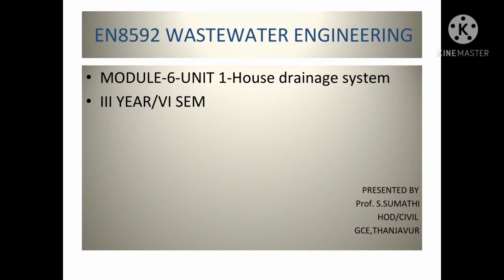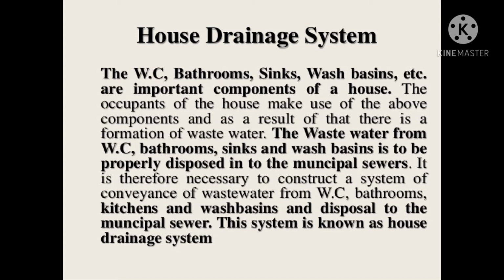House Drainage System. The water closet, bathrooms, sinks, wash basin, etc. are the important components of a house. The occupants of the house make use of the above components, and as a result there is formation of wastewater. The wastewater from the water closet, bathrooms, sinks and wash basin is to be properly disposed into the municipal sewers. It is therefore necessary to construct a system of conveyance of wastewater from the water closet, bathroom, kitchen and wash basin to the municipal sewer. This system is known as a house drainage system.